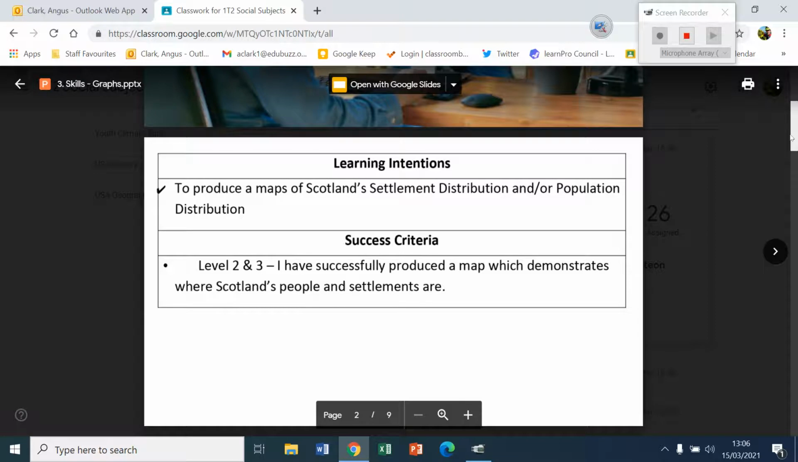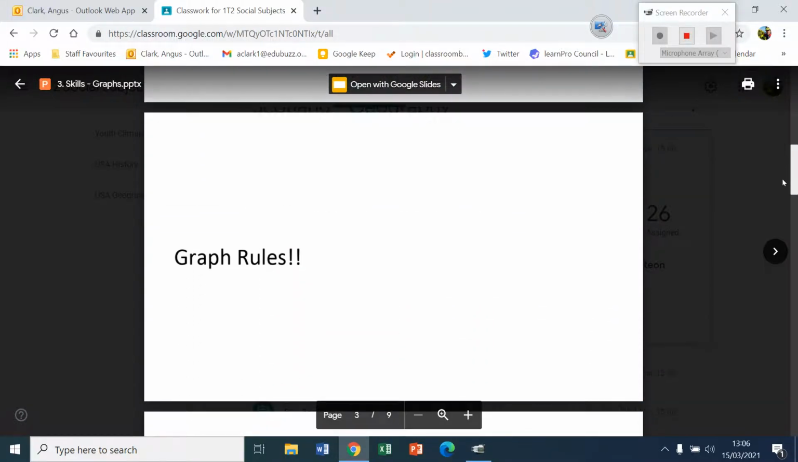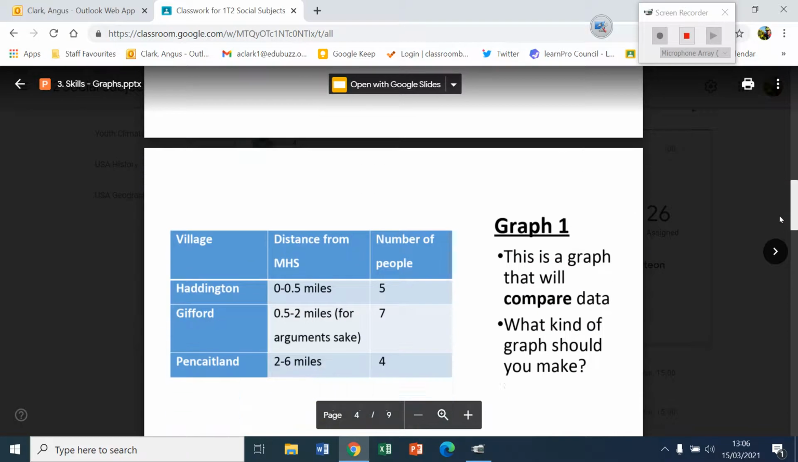So hopefully last week you managed to successfully make your two maps, and a lot of you have. I was really impressed with those. Some of you have used the app I gave you as well. So, some key rules when you're making graphs.